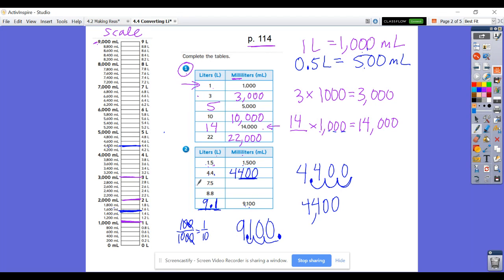Pause the video and try the rest of number 2 on your own. Play back when you're ready for answers. So you should have gotten 7,500 milliliters and 8,800. Give woohoo if you agree, and go back and check if you're still stuck. Replay that part of the video to help you.